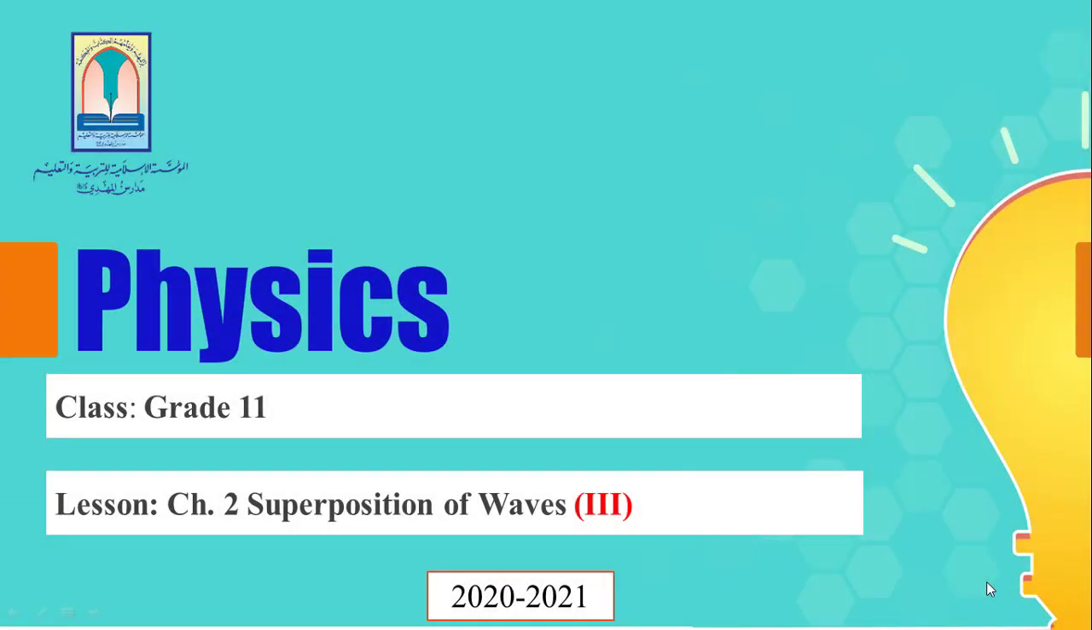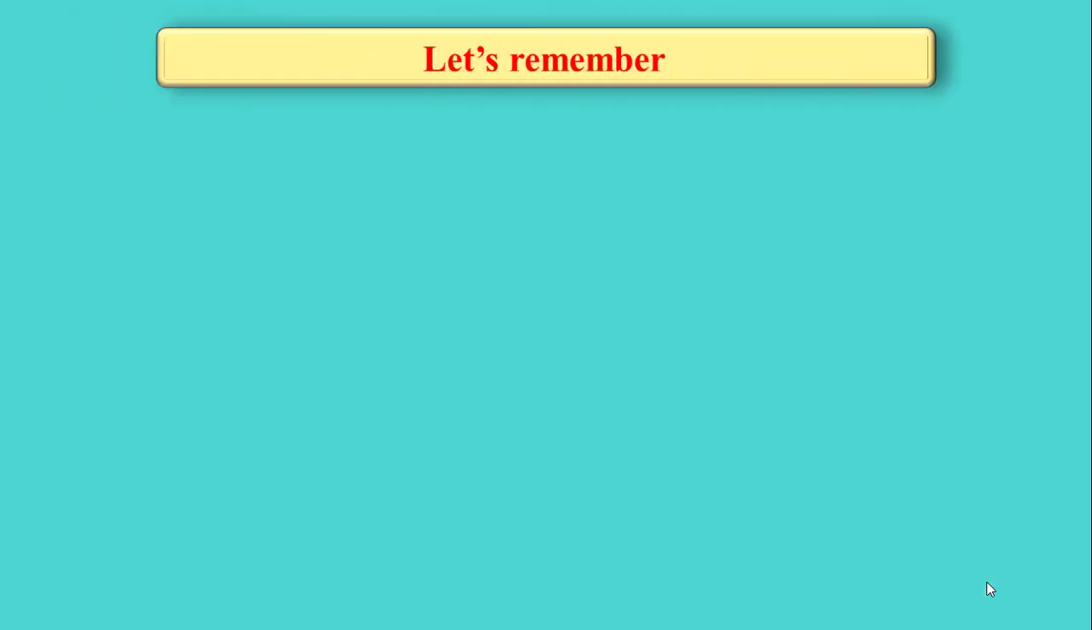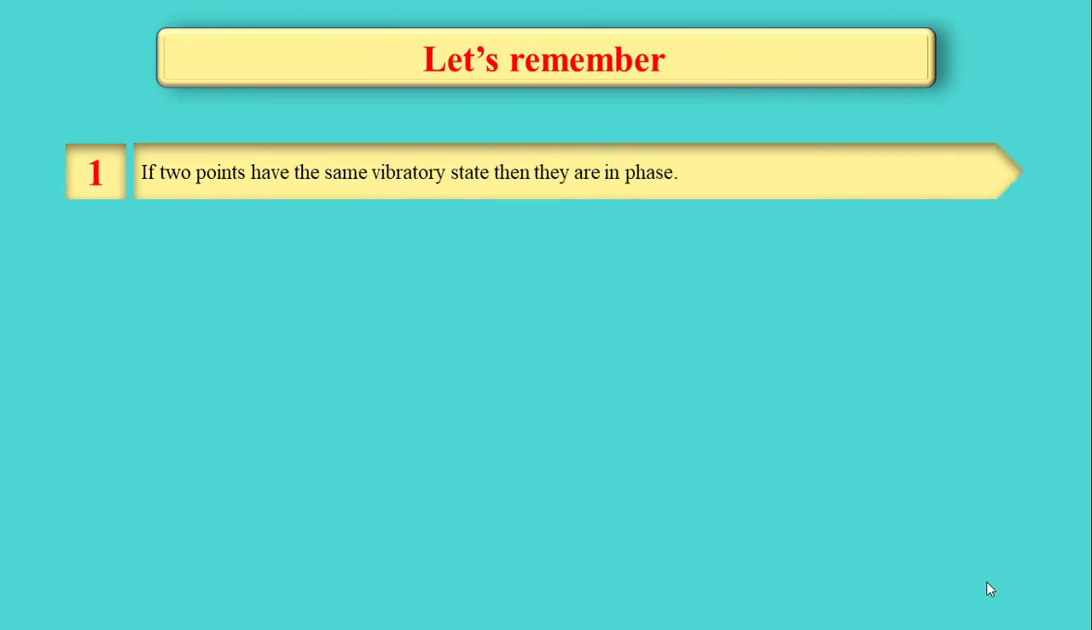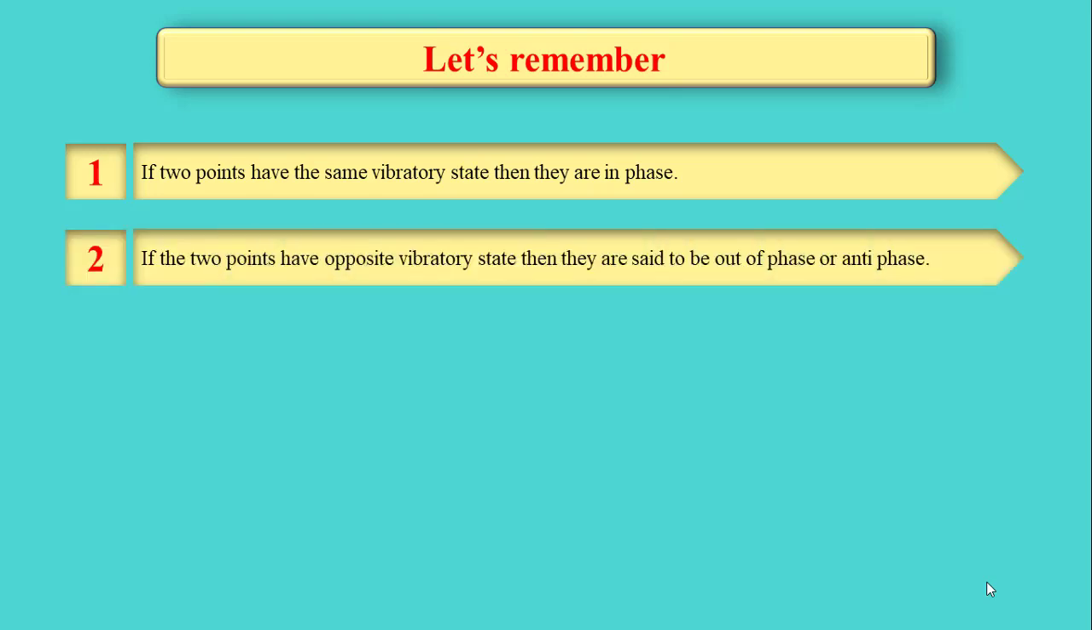Welcome back, dear students. In this video, we are going to cover Part 3, which is the last part of Chapter 2, Superposition of Waves. But before, let's remember about the vibratory state of points. We know that if two points have the same vibratory state, then they are in phase. If they have opposite vibratory state, then they are said to be out of phase or antiphase.